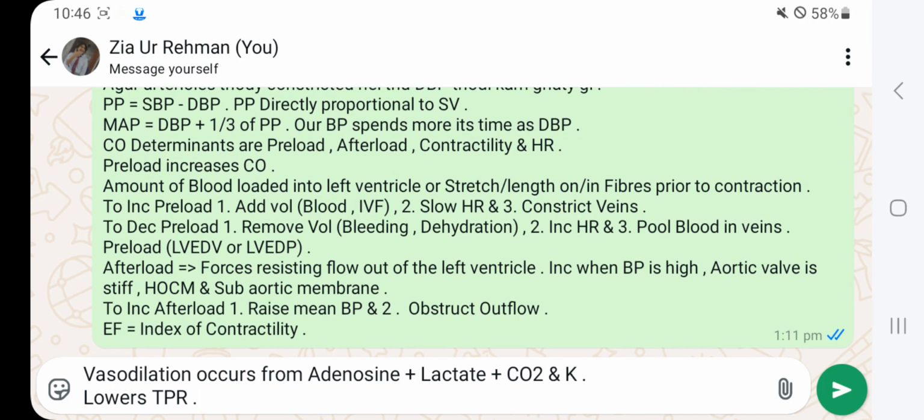Afterload is the forces resisting flow out of the left ventricle. It increases when BP is high, the aortic wall is stiff, and in hypertrophic obstructive cardiomyopathy and subaortic membrane. To increase afterload, raise mean BP. Second, obstruct outflow. Ejection fraction is the index of contractility.